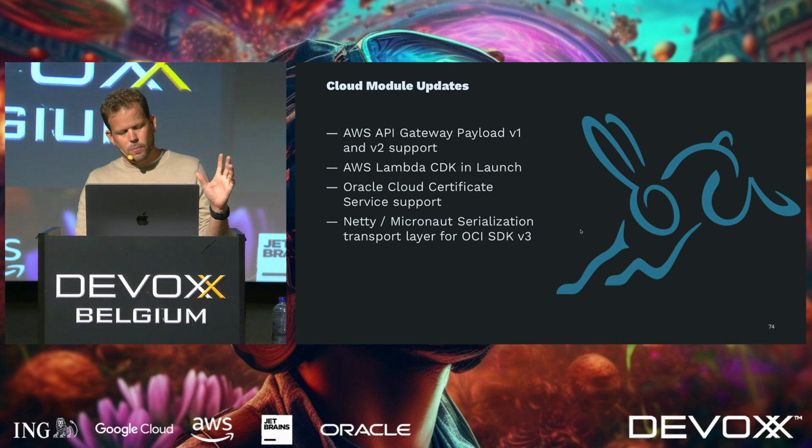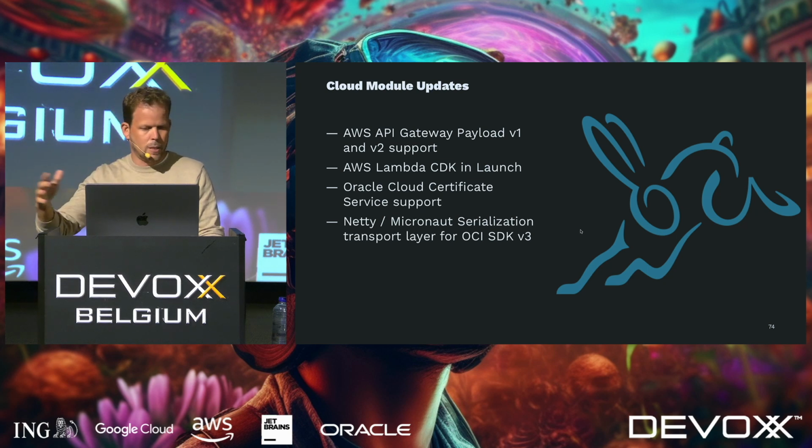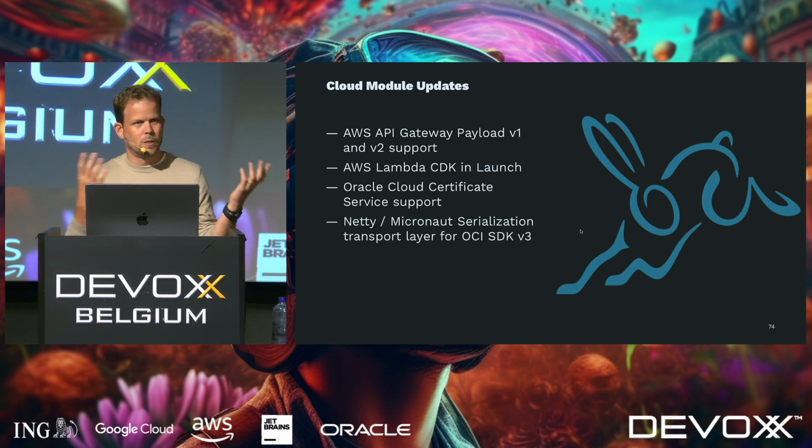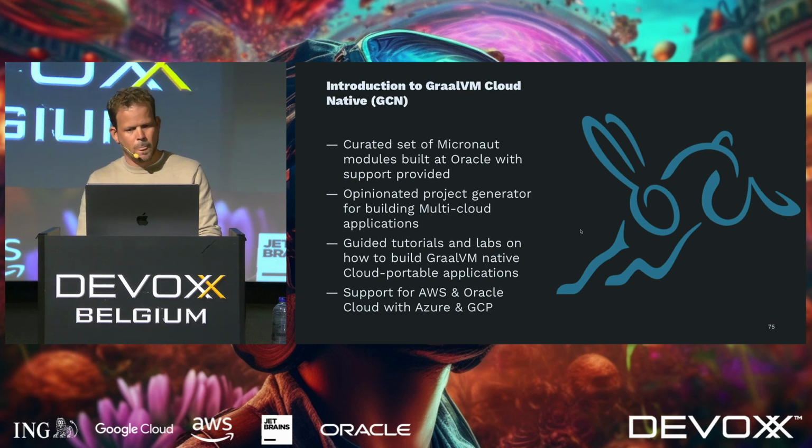For Oracle Cloud, we added support for Oracle Cloud Certificate Servers and replaced the transport layer. So the default transport layer for the Oracle Cloud SDK is Jersey, which adds another HTTP client that you don't really want when you've already got Netty. So we replaced the transport layer in the SDK, and also by default the SDK depends on Jackson. We removed it, so you don't need Jackson. You can just use Micronaut Serialization, which eliminates reflection-based serialization and makes everything faster and more efficient.